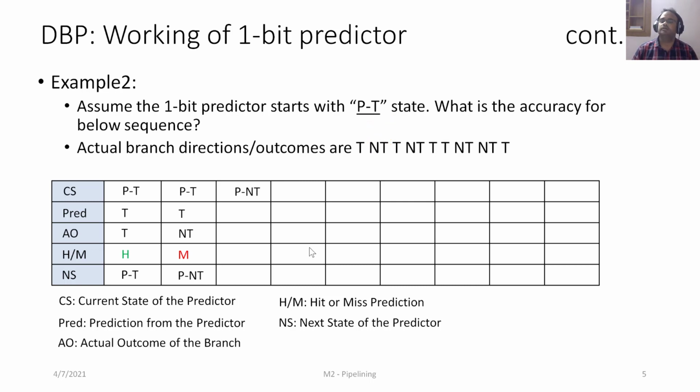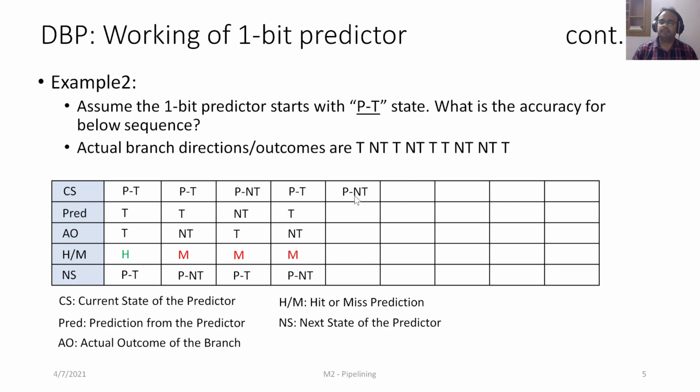The third time we start with PNT, it will predict not taken, but the actual branch outcome is taken. So again we have a miss. So we will go to the predict taken state. The fourth time we predict taken, but the actual branch outcome is not taken. So it is a misprediction. So we'll transit to PNT.